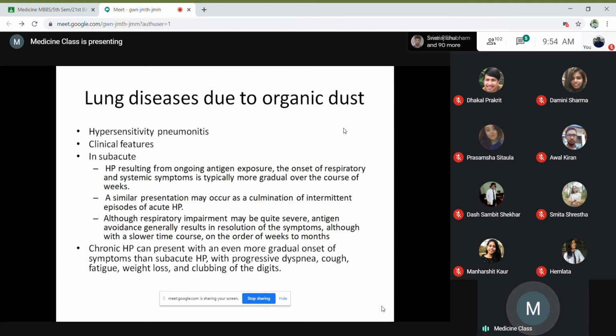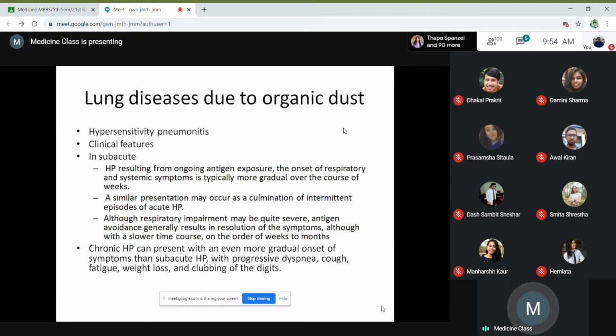But in cases of subacute, it results from ongoing antigen exposure. So the patient continues to have exposure to the antigen. The onset of respiratory and systemic symptoms is typically more gradual, over the course of weeks. In the acute form, it may develop within a few hours, but it will take days and weeks for the patient with subacute hypersensitivity pneumonitis to develop the symptoms.